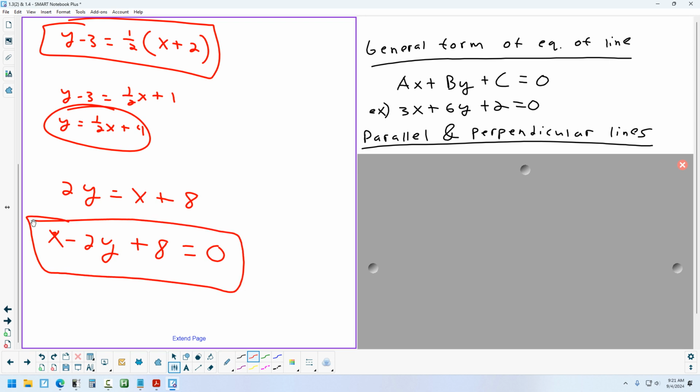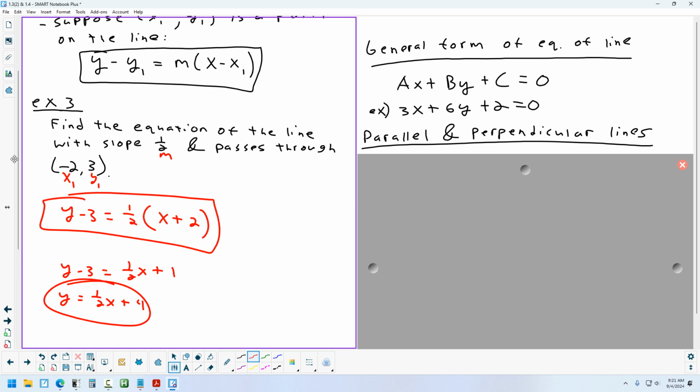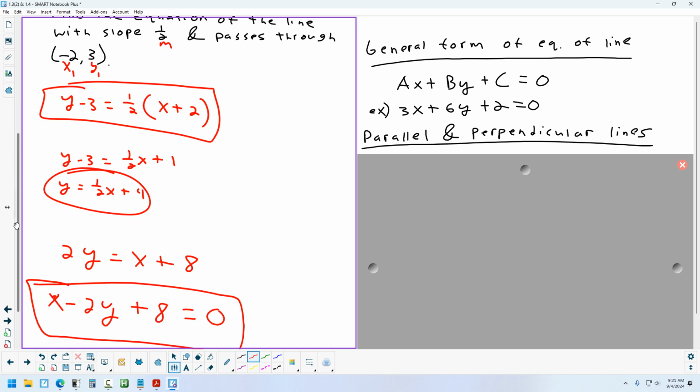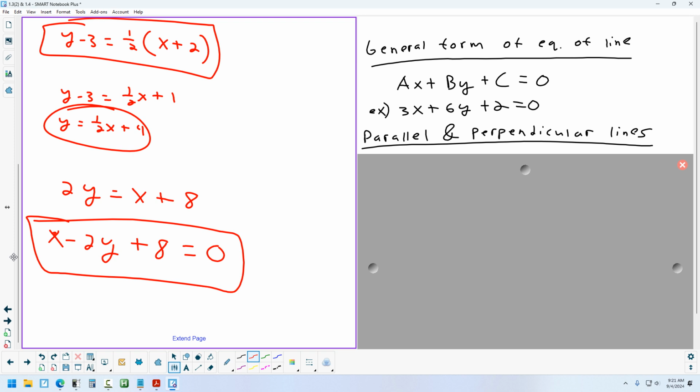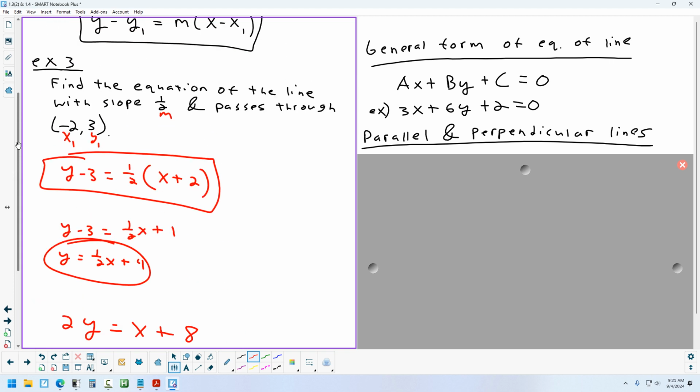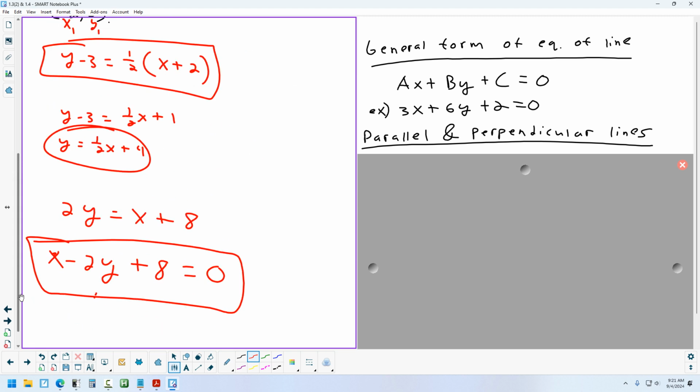So on a test, if you had a problem like this, find the equation of a line with a slope and a point, and that was listed as one of the multiple choice answers, that is correct. It might take a little bit of work to figure that one out. You might have to get it in point slope form first, and then convert it to that. But again, that's something you should be pretty comfortable with, just changing and rearranging things to get either a variable on one side by itself or maybe a number by itself.